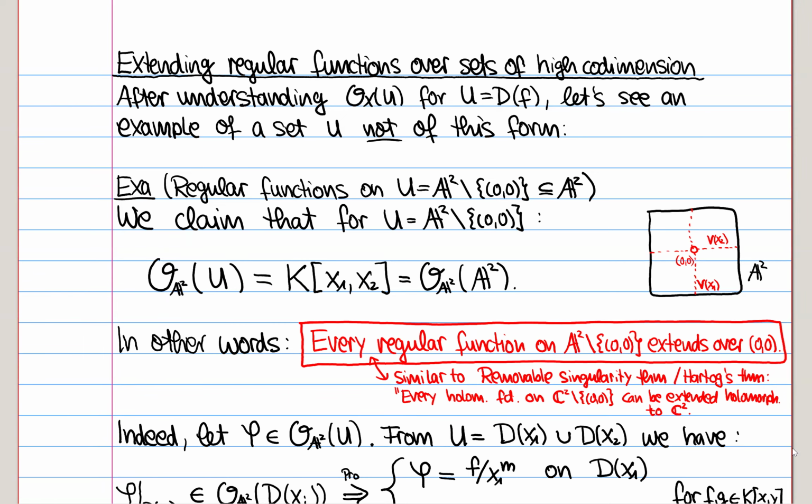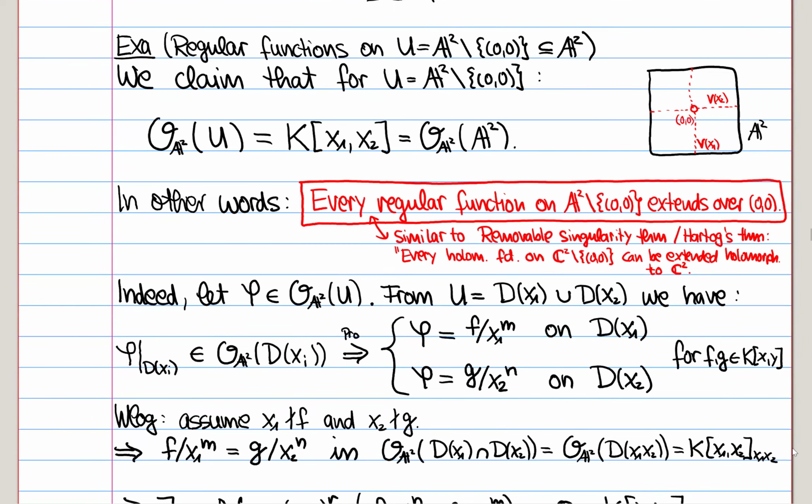So in a certain sense, this point that we remove is too small to create any difficulty for the function to extend. And to show it, well, we observe that U has this cover by D(x1) union D(x2) that we have already seen before. And if you have any regular function on U, then it of course restricts to the regular functions here. So in other words, phi restricted to D(xi) is a regular function on this distinguished open set. But this now we understand perfectly. And so this means this is the localization of all functions on all of A2 at the element xi.